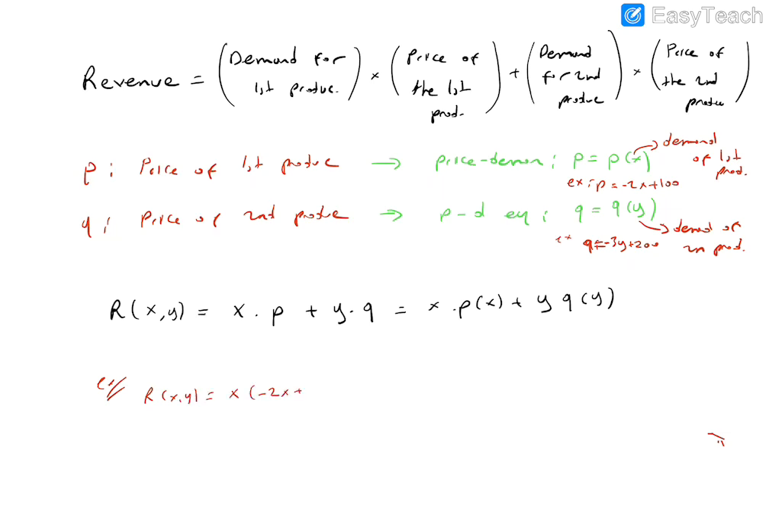So x times (minus 2x plus 100) plus y times (minus 3y plus 300). As you see, here we have x squared and here we have y squared. So generally this will be a quadratic function. And also the price here can depend on y, because of this reason we represent the price function in terms of both variables. So this is also a two variable function.